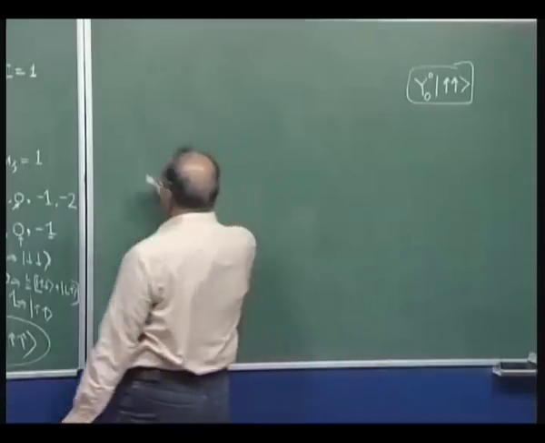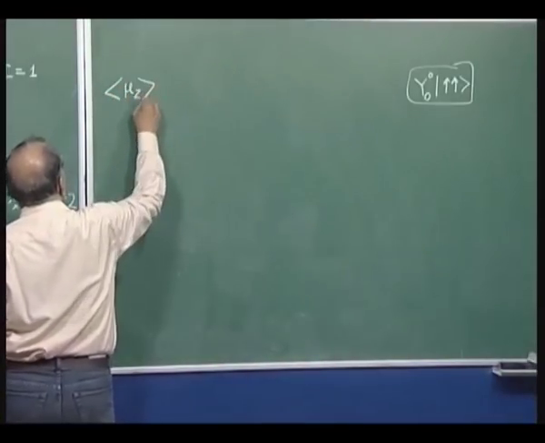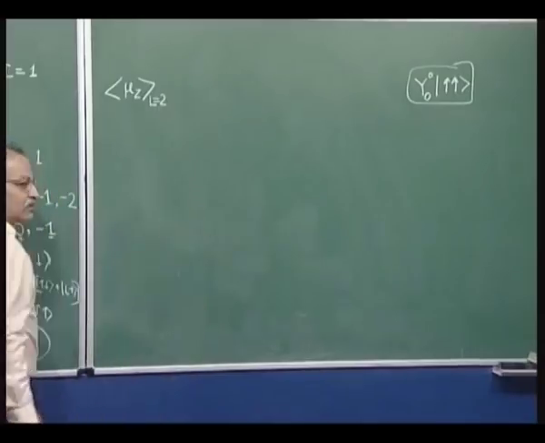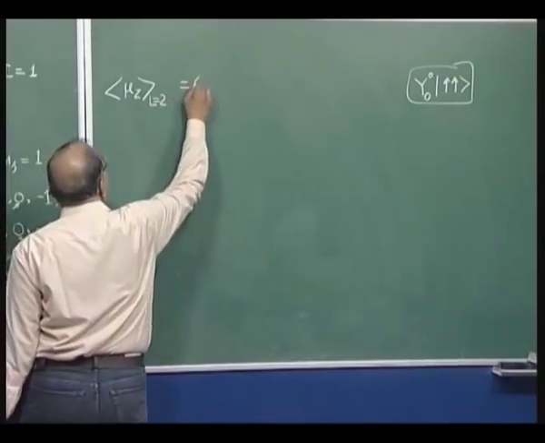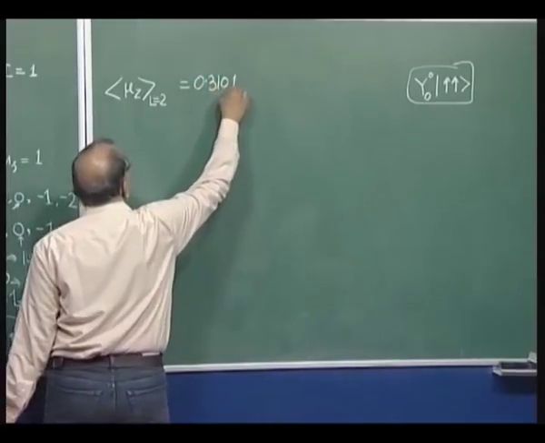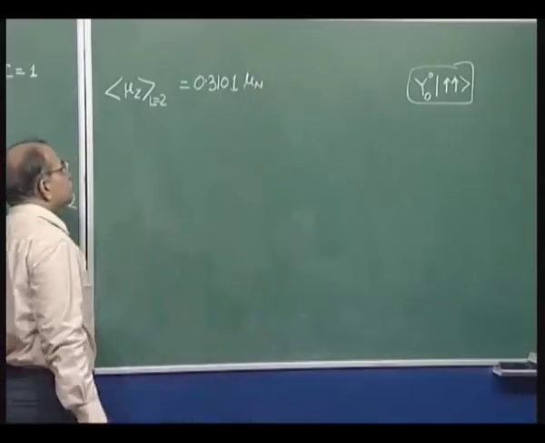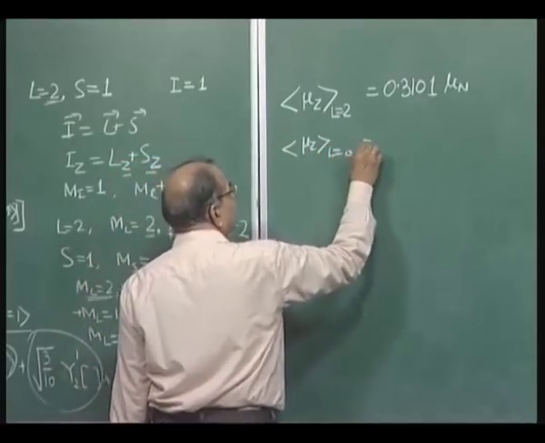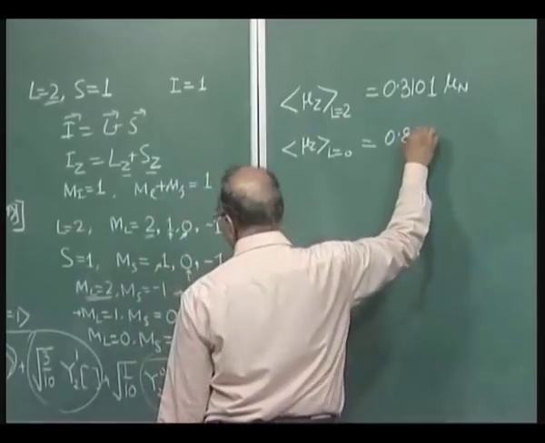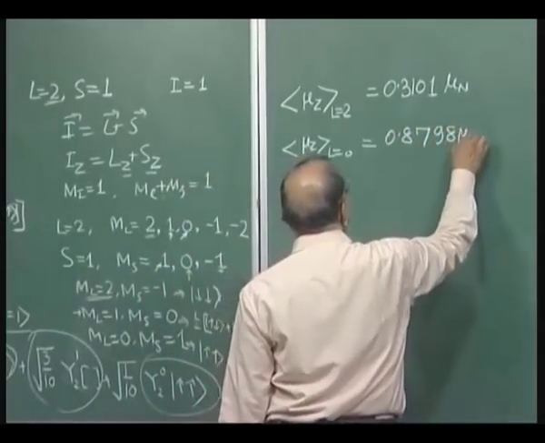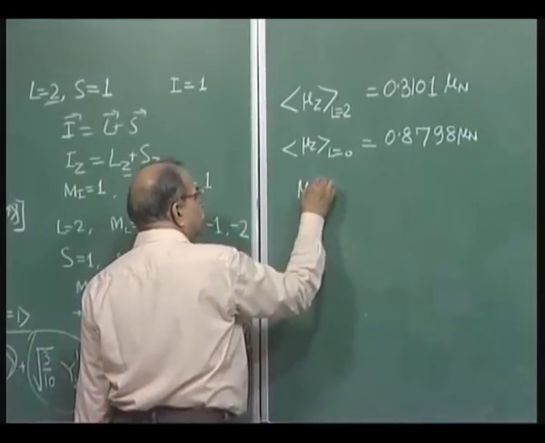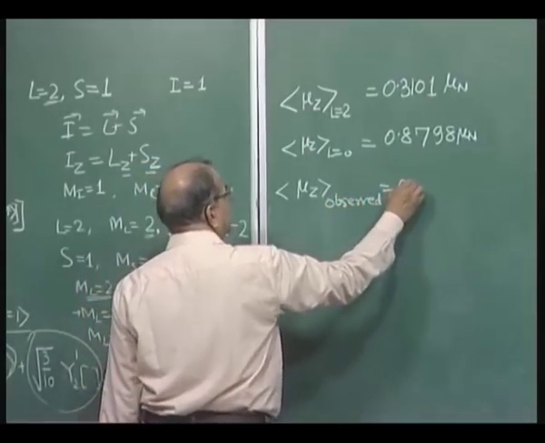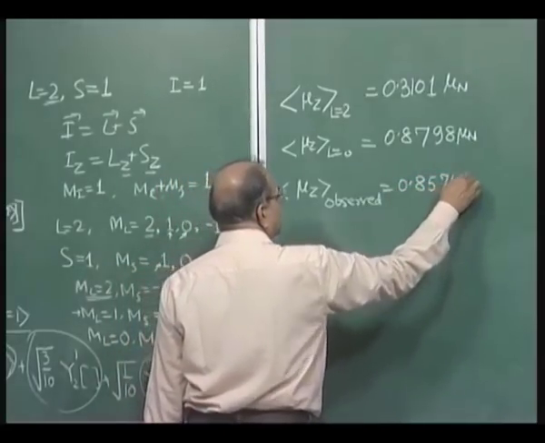This is your homework, that mu z corresponding to L equal to 2, that part turns out to be 0.3101 mu n, and mu z average with L equal to 0, that we had already done, 0.8798 mu n, and the observed value is 0.8574 mu n.